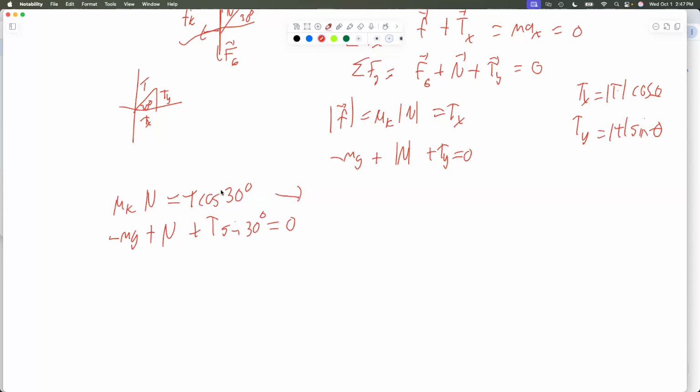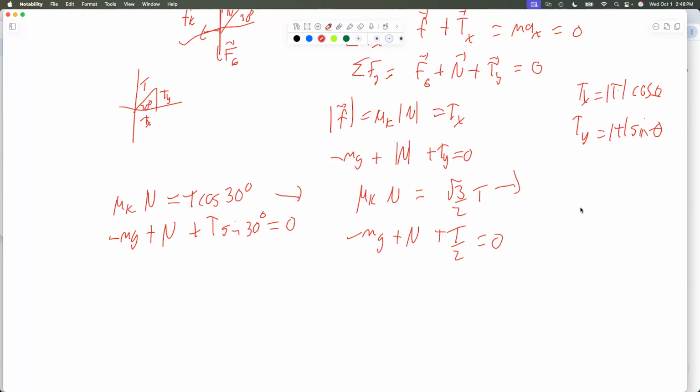So again, cosine of 30 is root 3 over 2. We could just keep the sine and cosine in until the end, but maybe it'll be easier to carry that along. And then right here, negative mg plus n, not times n. I should have caught that, mg times n. You're never going to get something like that. Plus t over 2 equals 0.